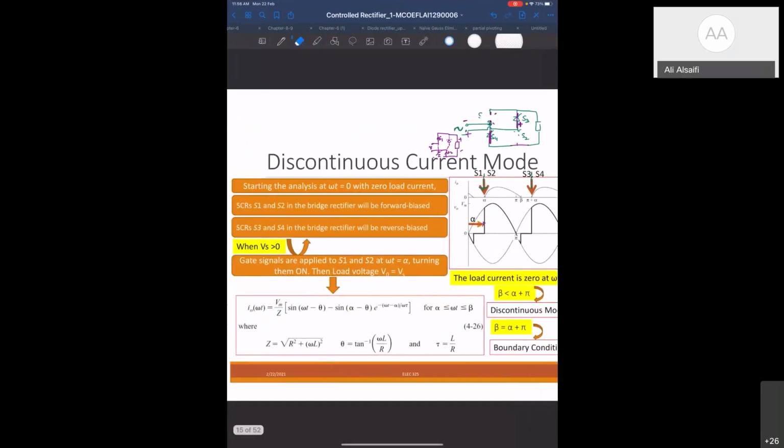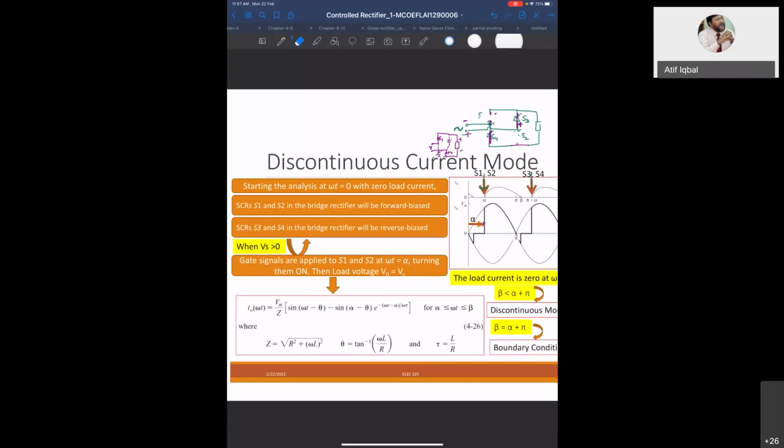So now, starting the analysis at omega t equal to 0 with zero load current, SCRs S1 and S2 in the bridge converter will be forward biased. SCRs S3 and S4 in the bridge rectifier will be reverse biased when Vs is positive. Gate signals are applied to S1 and S2 at omega t equal to alpha, turning them on. Then the load voltage V0 is equal to Vs. The output is the same as the input.